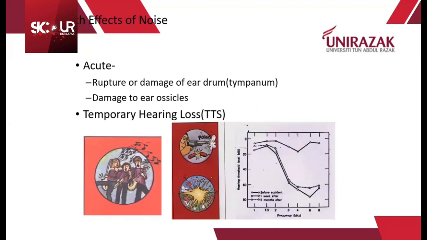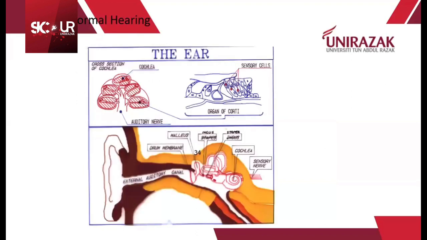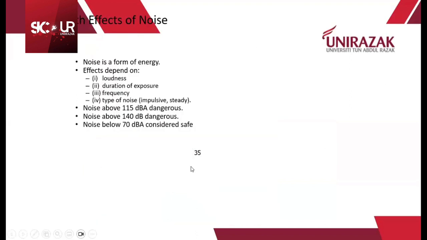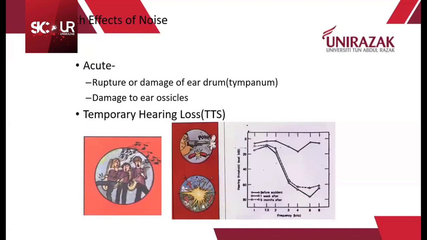Alright, health effect of noise kita biasanya ada dua. Satu acute, bila acute mungkin rupture of damage of the eardrum. So kalau kita tengok tadi, dia punya eardrum, kalau eardrum dia koyak, so dia tak mampu transfer getaran lah. So boleh menyebabkan hilang pendengaran. Damage to the ear ossicles. So mungkin juga dia boleh berlaku temporary hearing loss.